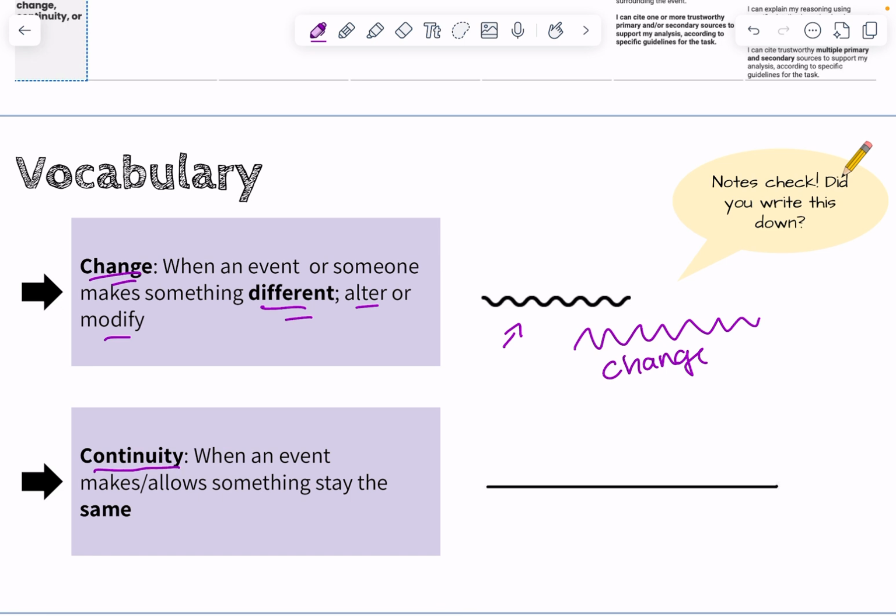Then we have continuity. Continuity is when an event makes or allows something to stay the same. So continuity means it's just staying the course. It's staying the same, okay? Think of a straight line.